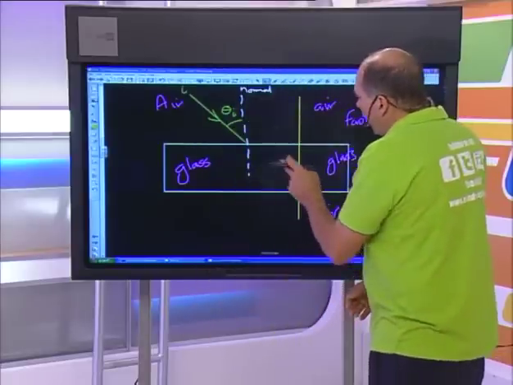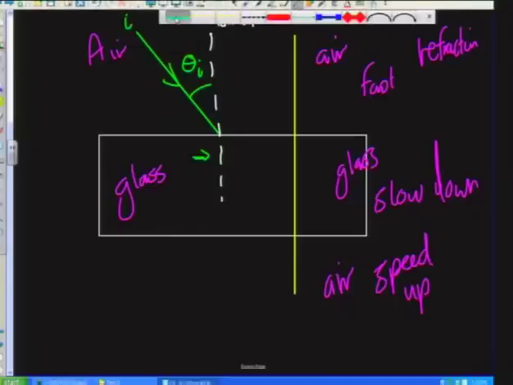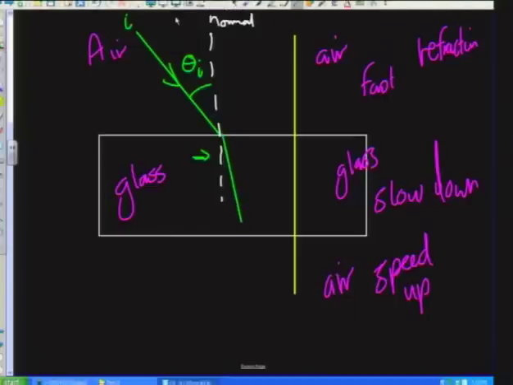What's going to happen? On the glass side of the block, we find a very interesting observation. The beam of light bends, and it bends in a very special way. Because it's moving from going fast to going slow, it bends towards the normal. Let me show you that. It doesn't carry on in the direction it was going to go. It doesn't continue on the yellow line. That doesn't happen, okay? But it has actually bent towards the normal.